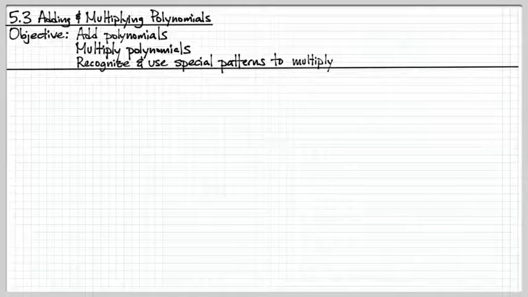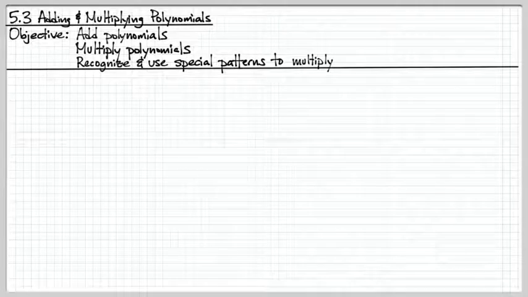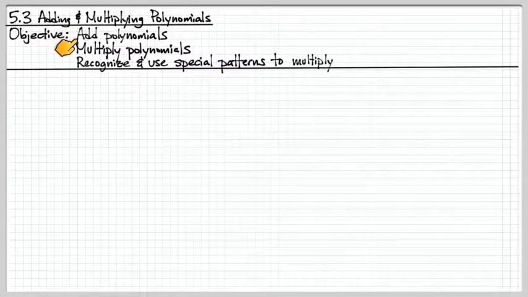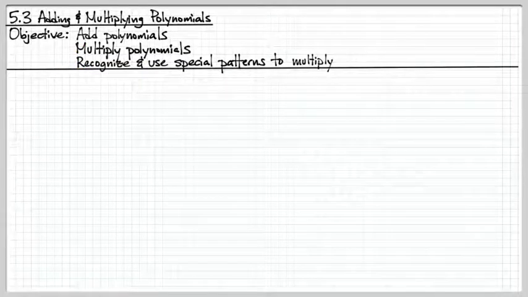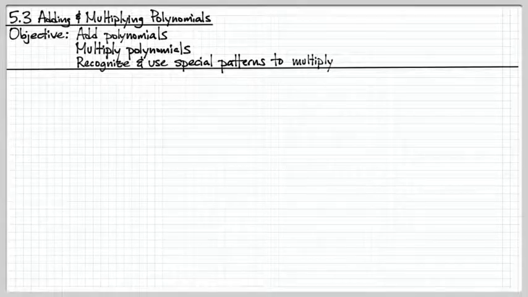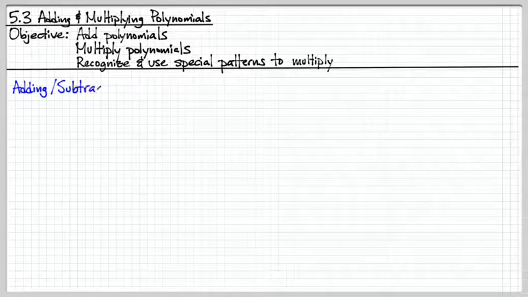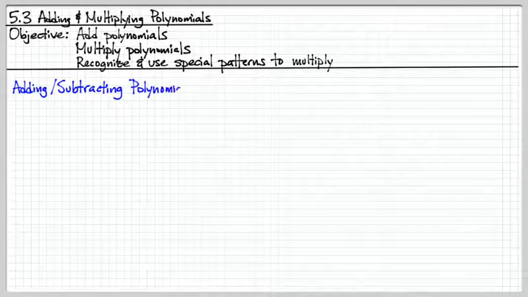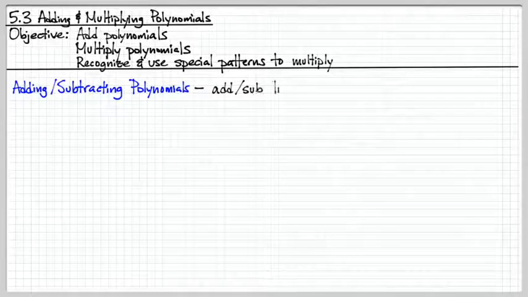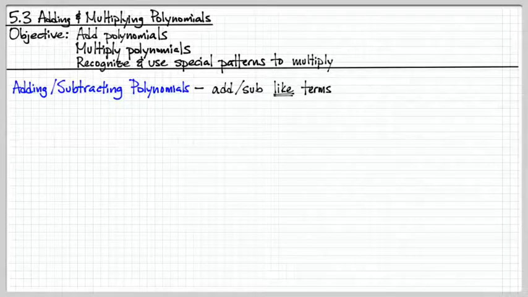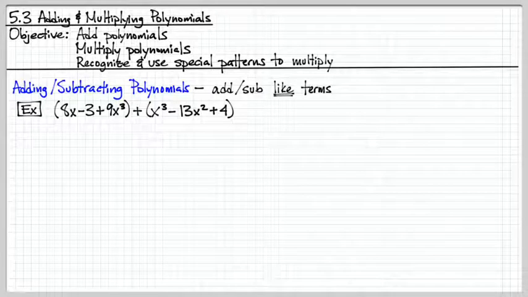Okay, in this lesson, we're going to learn how to add and multiply polynomials. Very simple, actually. And we're also going to be learning how to use special patterns to shortcut our multiplication and do it faster. When we add and subtract polynomials, because remember, subtraction is adding the opposite, basically the idea is to add and subtract all the like terms. So let's look at a couple quick examples.